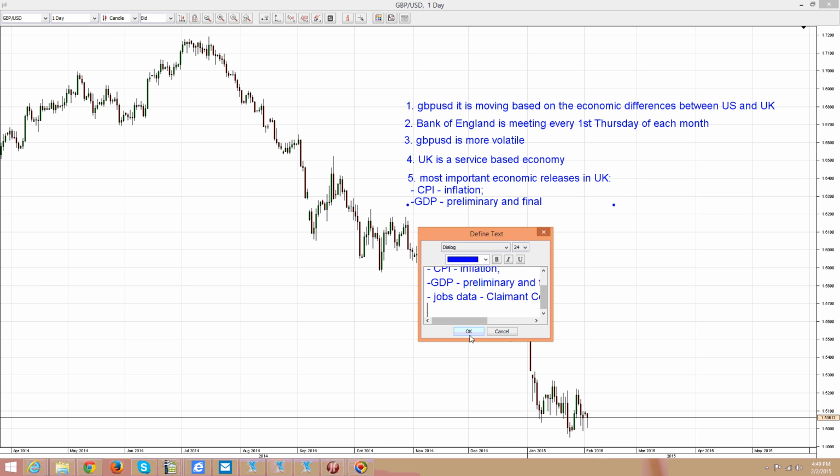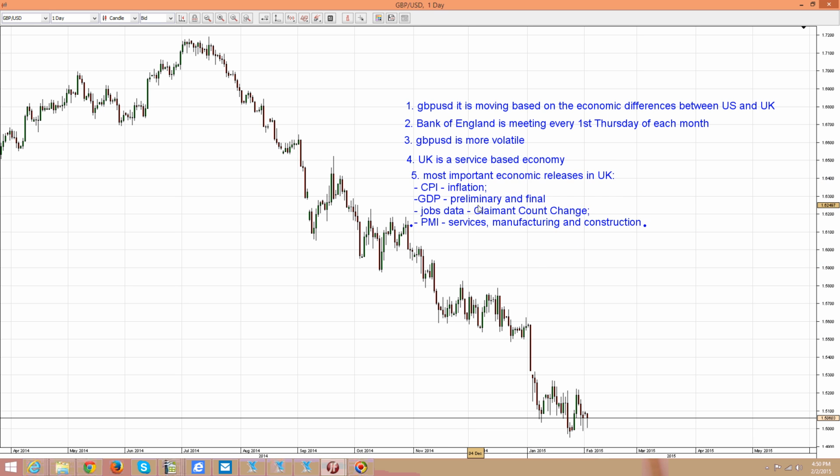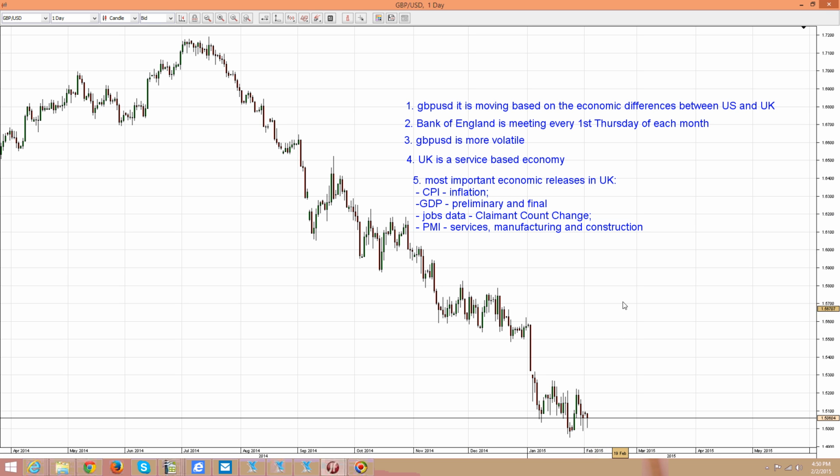What to look for next in UK is the PMI. That goes for services, manufacturing, and construction. Now the PMI services again is by far the most important one because it refers to the service sector. What does PMI mean? PMI stands for Purchasing Managers Index.